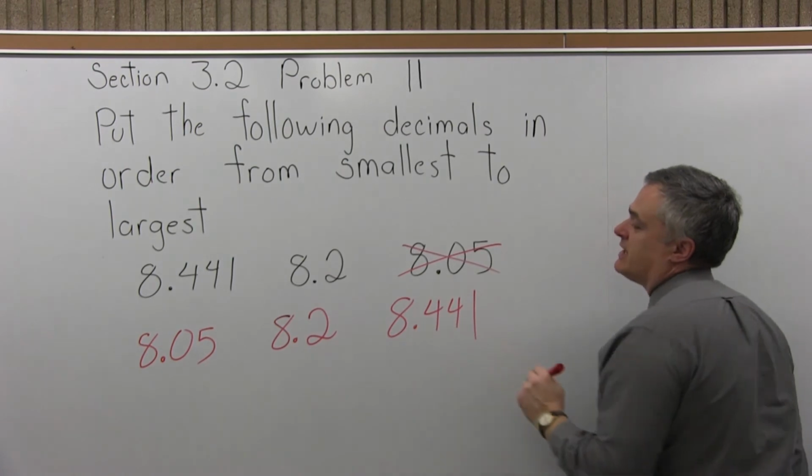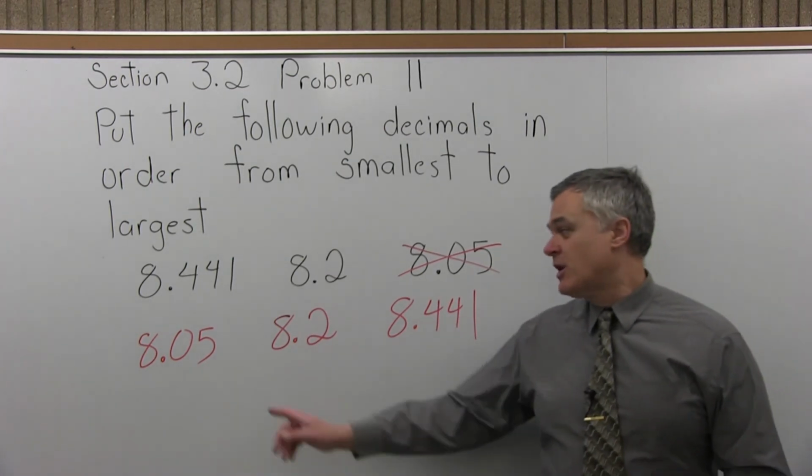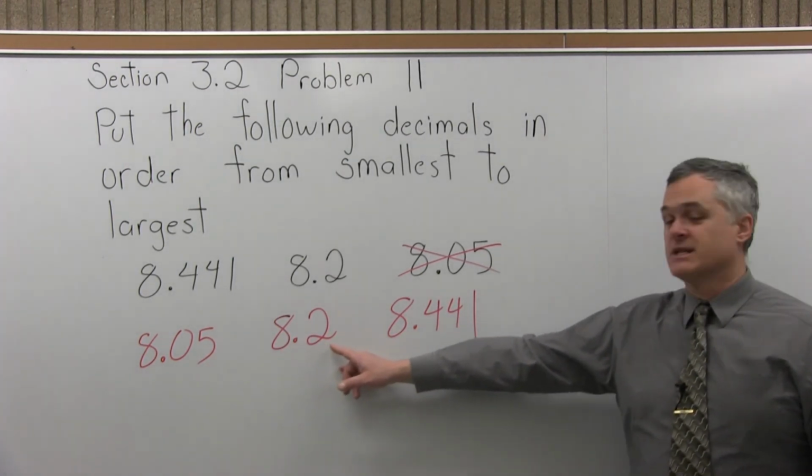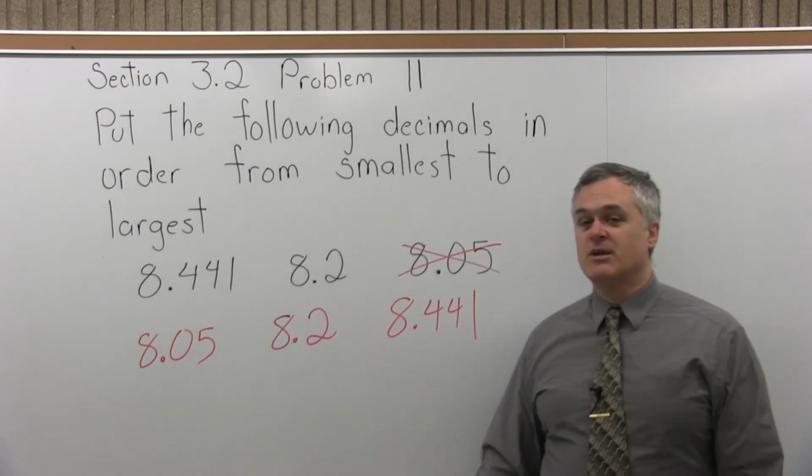So those are the decimals written in order from smallest to largest. First, 8.05, next 8.2, and finally last, 8.441.